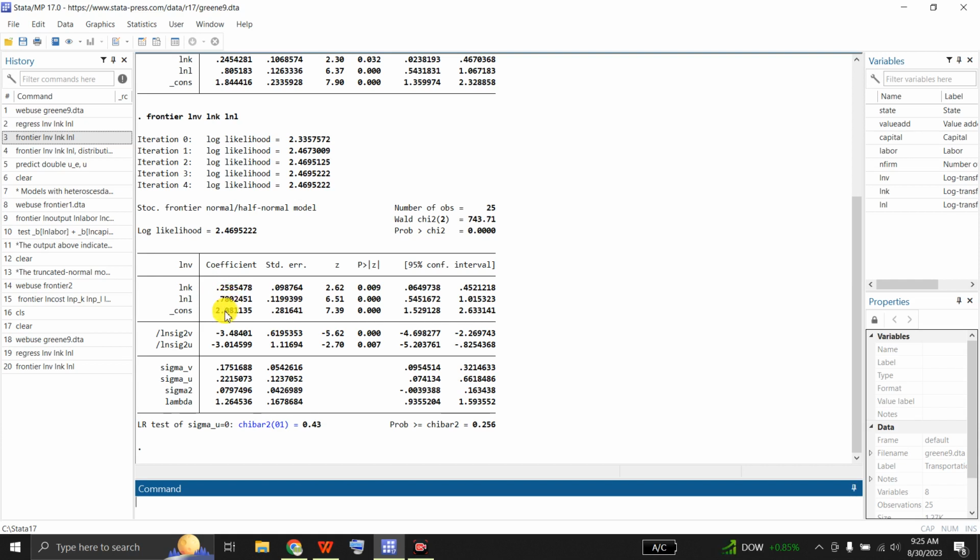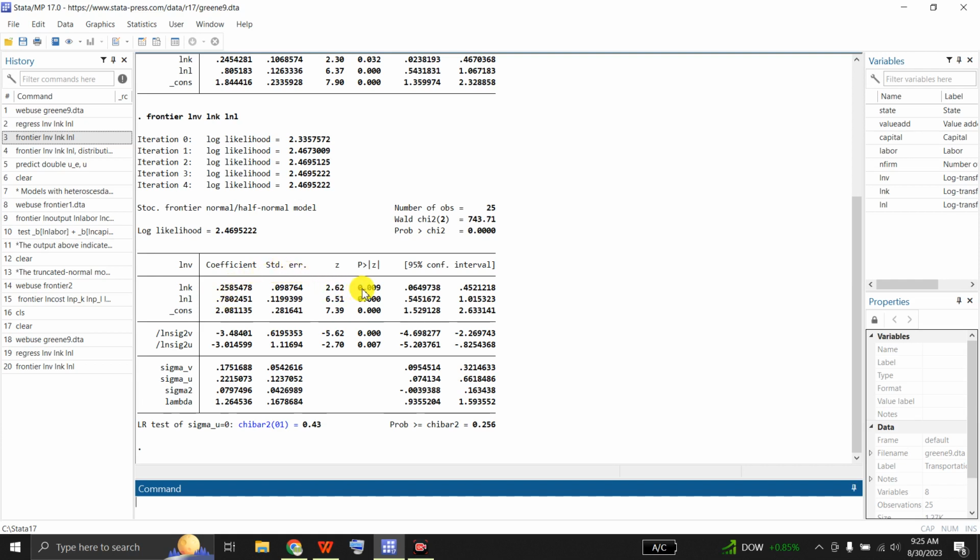So we may compare the coefficients. The coefficient for the log transformed capital is 0.258, whereas the corresponding coefficient for the log transformed capital in the OLS model is 0.245. For the OLS model, the coefficient for the log transformed labor is 0.805, and in the half normal model it is 0.780. So there is a little bit of a difference between the coefficients of the two models, but both the coefficients are significant.